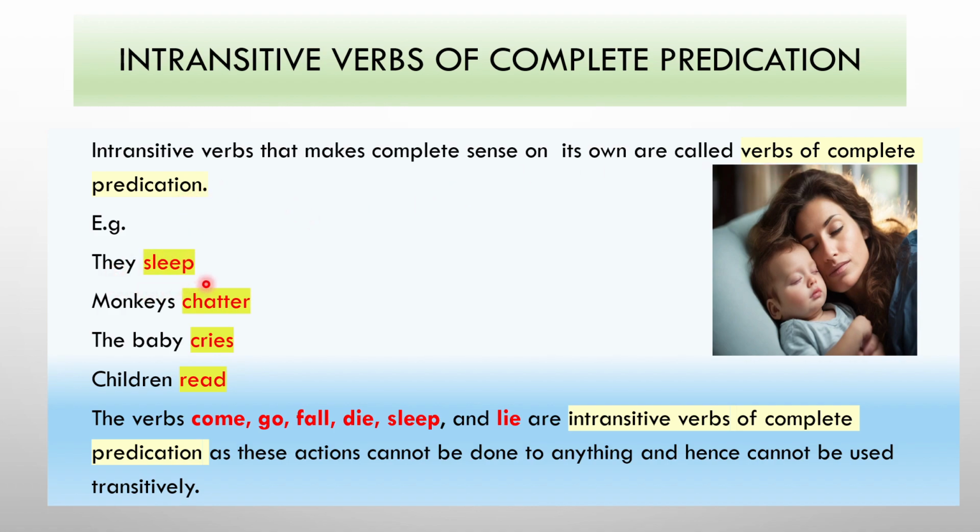They sleep, so it makes complete sense. Monkeys chatter, the baby cries, the children read. The verbs come, go, fall, die, sleep, and lie are intransitive verbs of complete predication, as these actions cannot be done to anything, so they cannot have an object and hence cannot be used transitively.